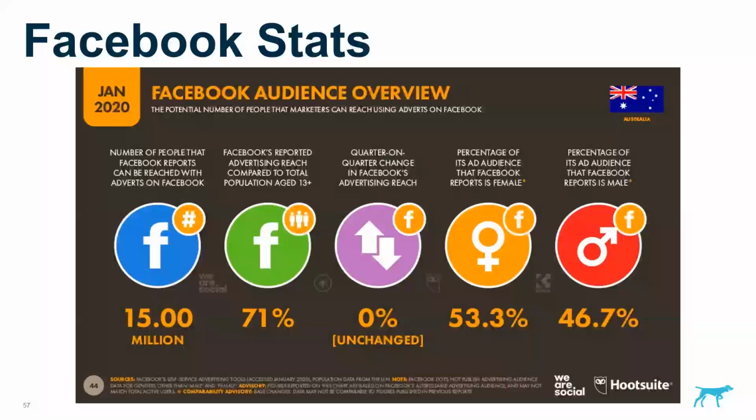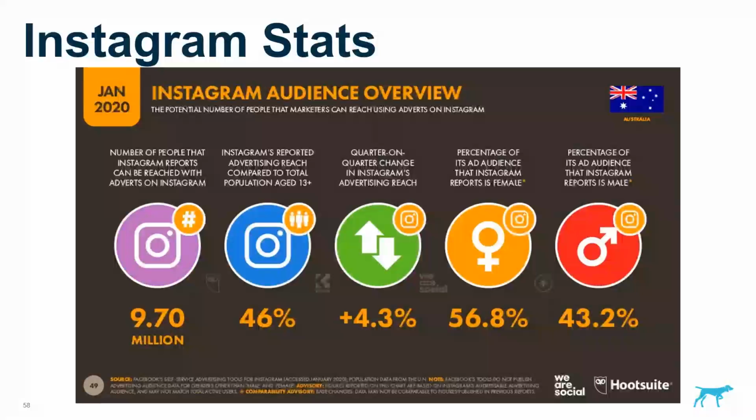Their quarter-on-quarter change in reach from the end of 2019 to the start of 2020 is actually flat. So Facebook hasn't necessarily peaked, but it's not actively growing anymore. Roughly 53% female, 46% male. Perhaps more interesting is Instagram. Fewer users can be reached, around 9.7 million compared to the 15 million of Facebook, but it is still growing.